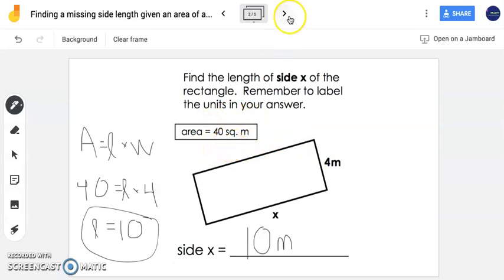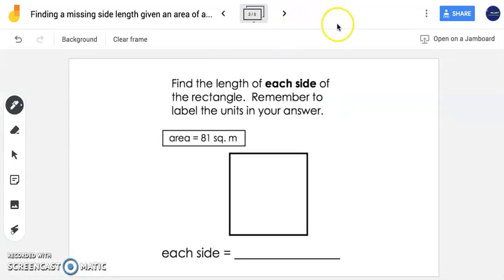Now in this next one, it says find the length of each side of the rectangle. Remember to label the units in your answer. Now even though this says rectangle, it really should be a square. And notice we have the area equals 81 square meters. And we have a square, which means all 4 sides are going to be equal. So that means both sides, and ultimately all sides, need to be the exact same measurement.